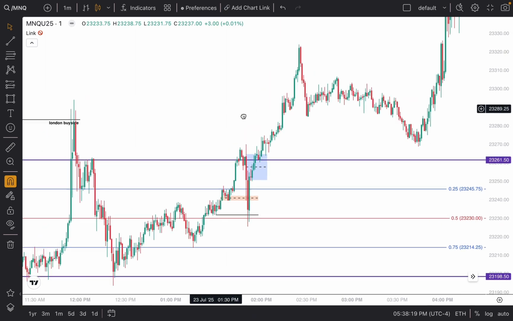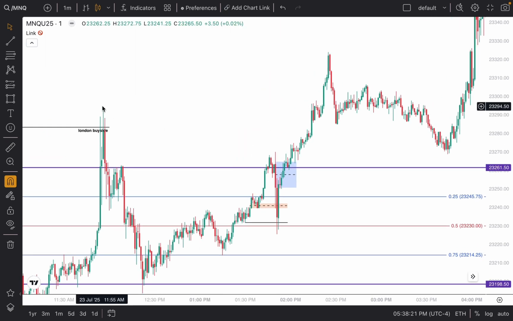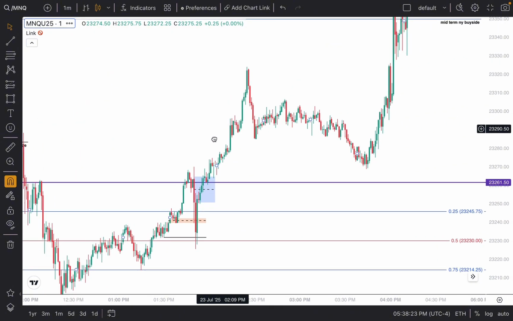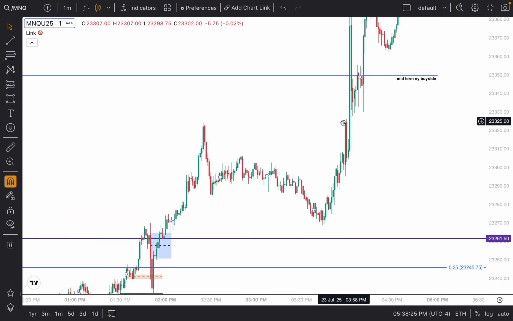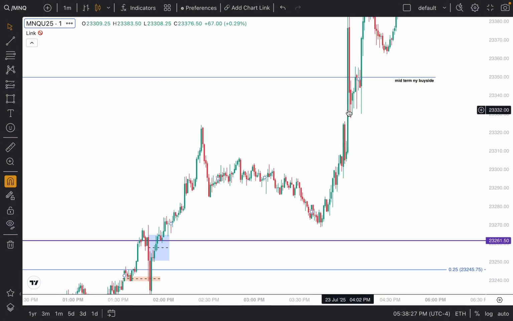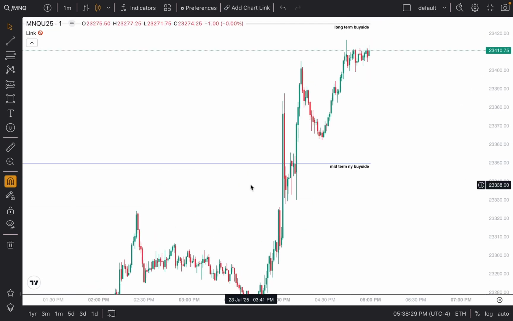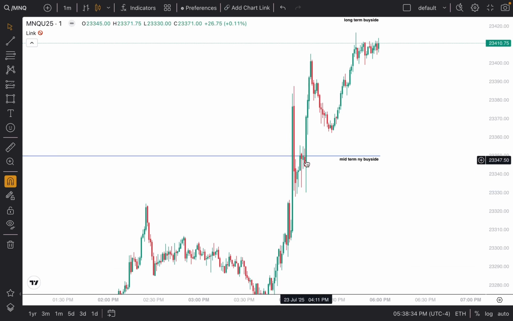And then it rallies above buy side here, 11:55 a.m. And if you hold, you can see it trades all the way to midterm buy side at 402. Wish I would have caught it going a little bit higher, but not for me right now. I couldn't trade past 4 p.m.